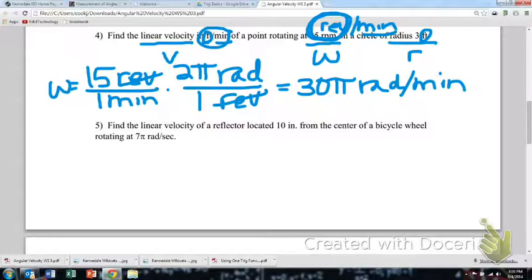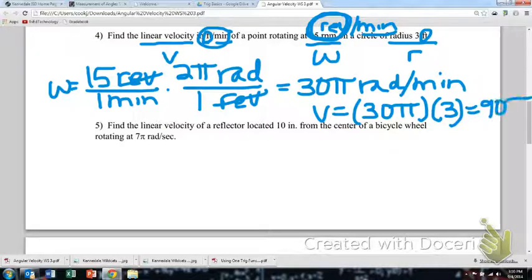So now it's got the right units. It has the right time units. It already had the right time units. Now it has the right angle. So now to get v, we just do omega times r. And we get 90 pi. And remember, we were multiplying radians per minute by feet, so we get feet per minute.